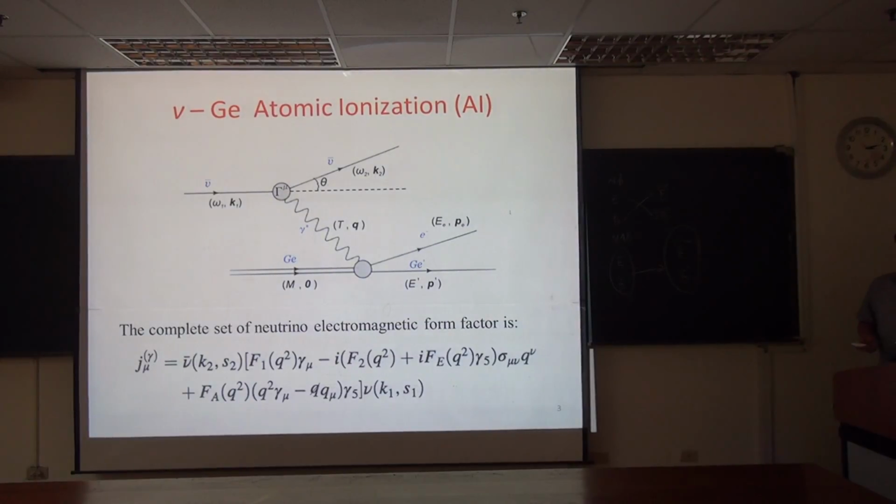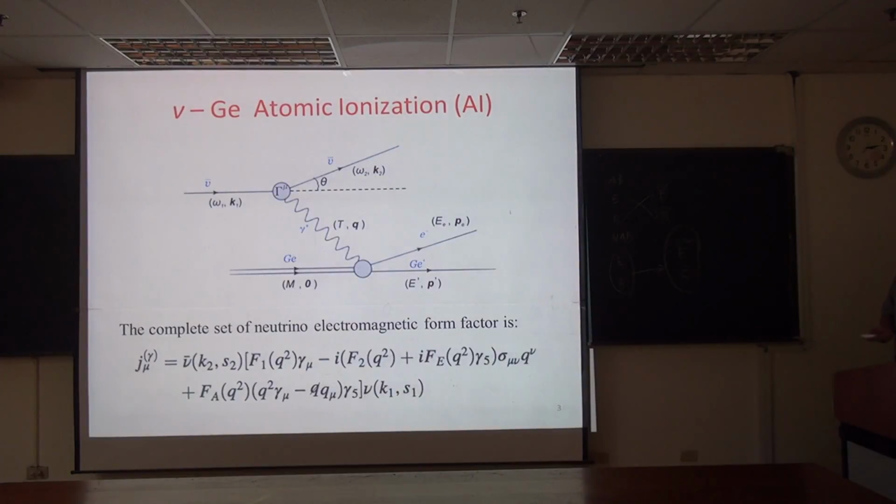So here, this is the scattering diagram, and the neutrino scatters off the germanium atoms. So we see a complete set of electromagnetic form factors like this. And like Zhang's work, they are focused on the EDM, electric dipole moment, but we consider keeping the CP symmetry. So we are focused on the first two terms. They are also known as the Dirac form factors. And this is related to the charge, and this is related to the magnetic moment.